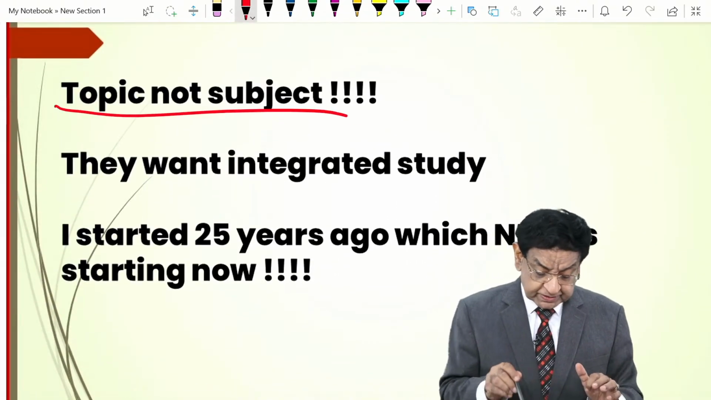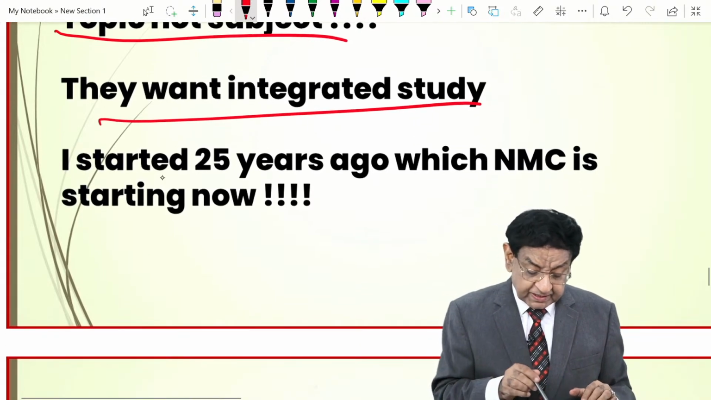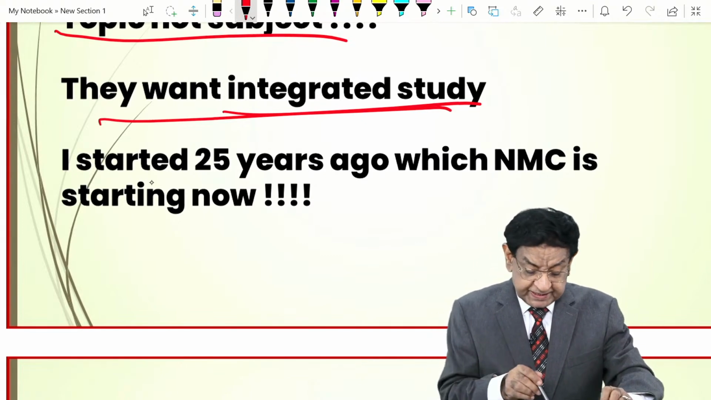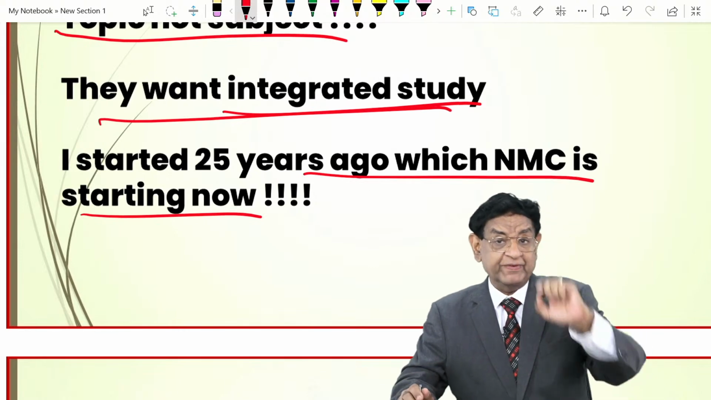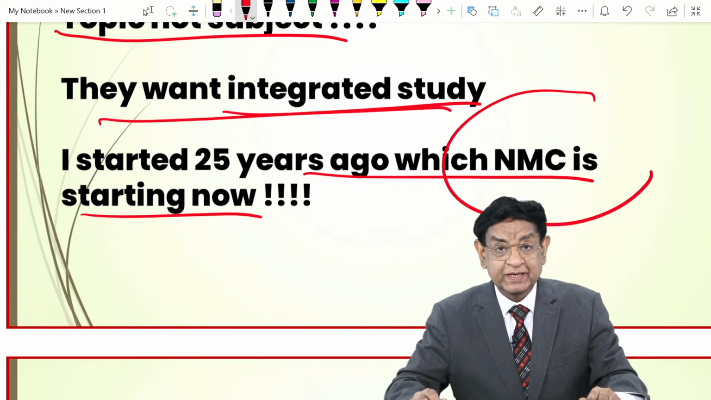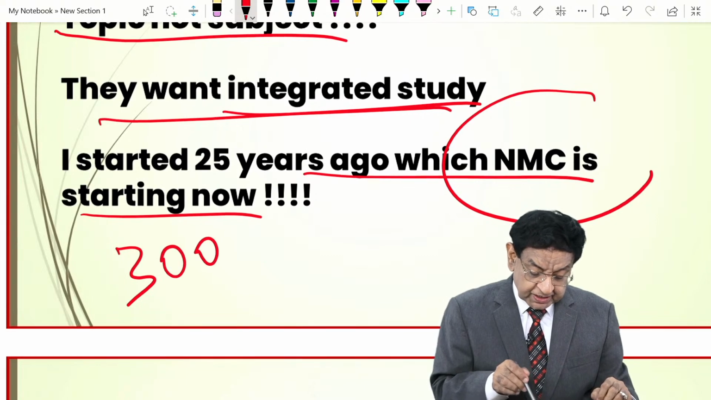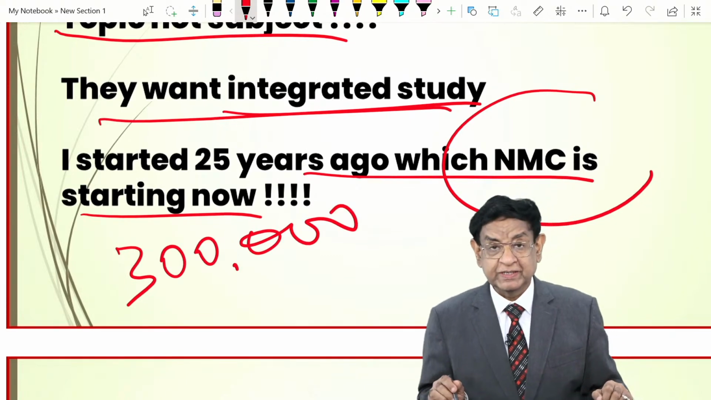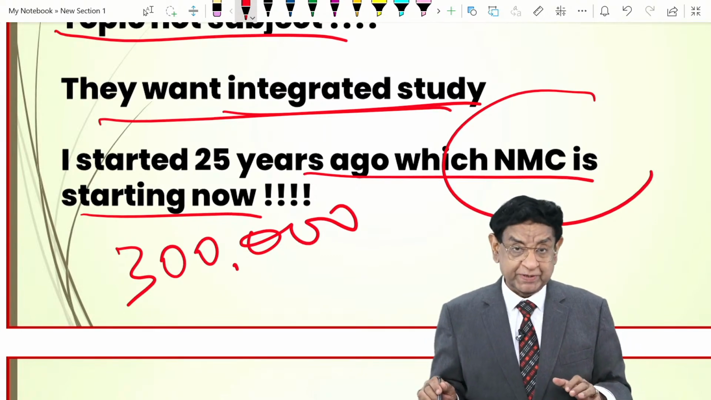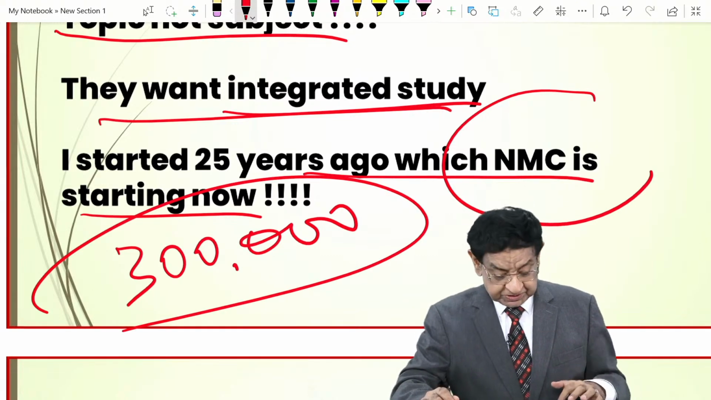They ask topics, not subjects. They want integrated study, the way I gave you a sample. I started my institute 25 years back for PG entrance. The integrated approach I started 25 years ago is what the National Medical Commission, the Indian government, has started now. So I have huge experience. Till date, I have taught more than 300,000 students. That is 3 lakh students. So I know what the integrated approach is. There is no other faculty in the whole world who has this much experience in teaching students.